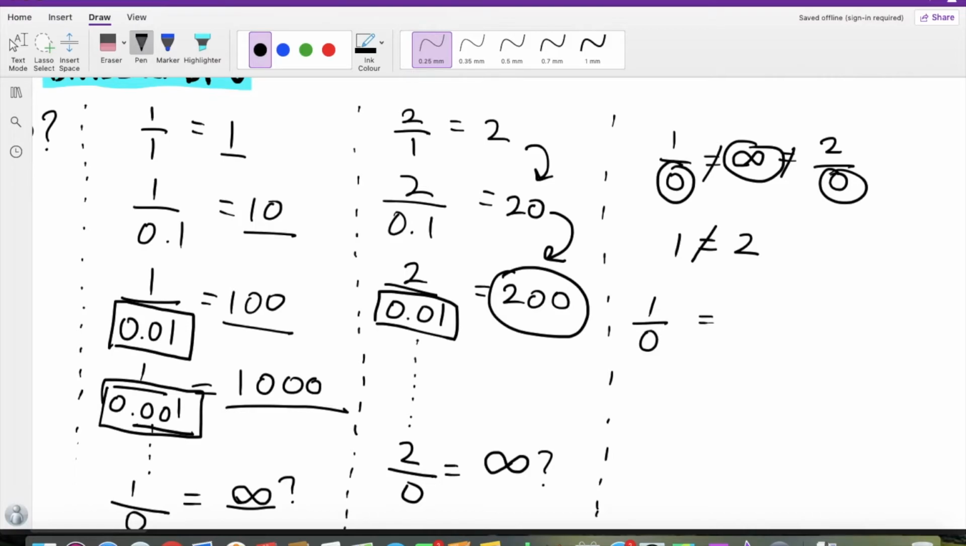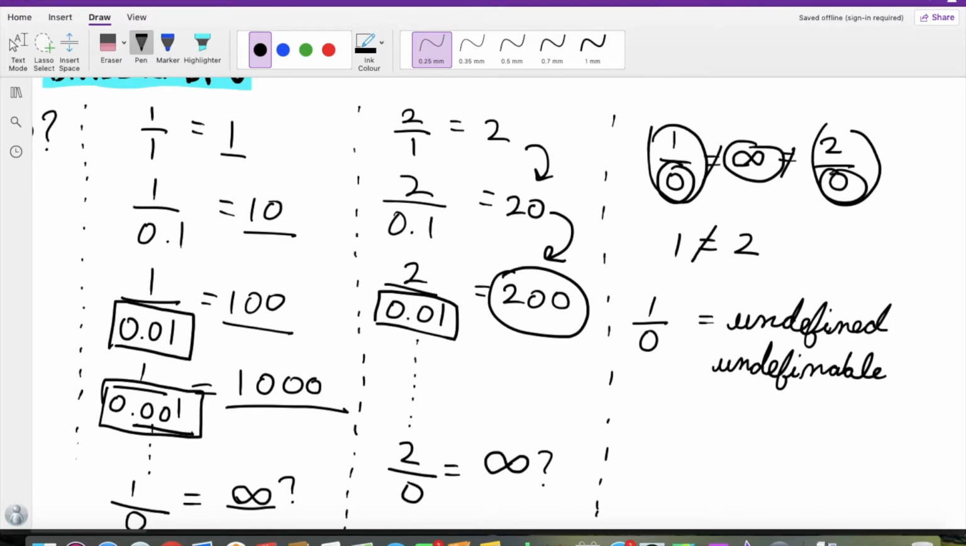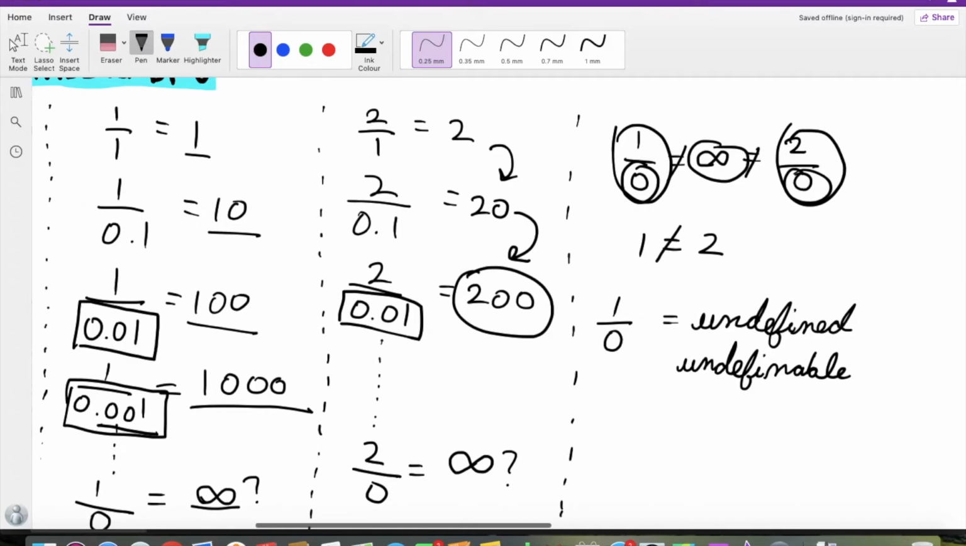So 1 divided by 0 equals undefined. In fact, it's undefinable. This means that we can't get a number which would satisfy both this and this. But is that the only reason we think it's undefinable? There is another method.